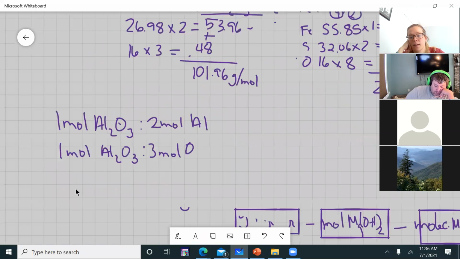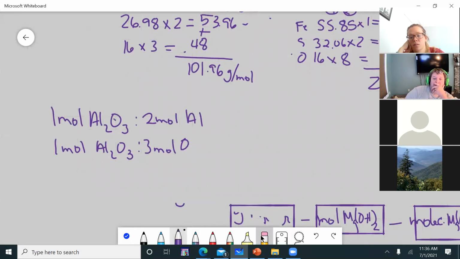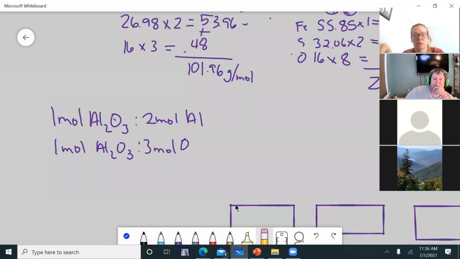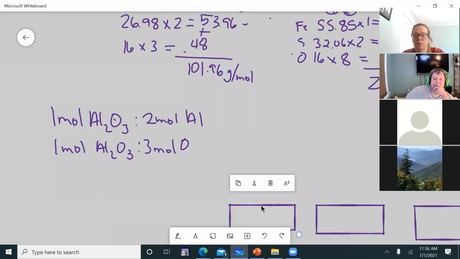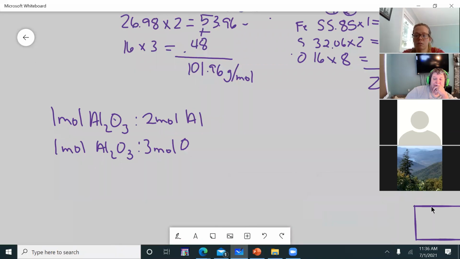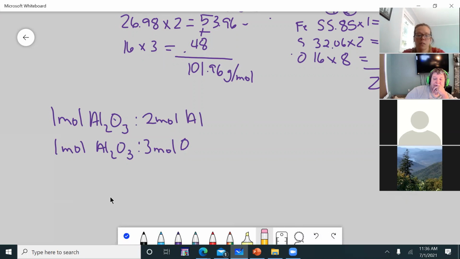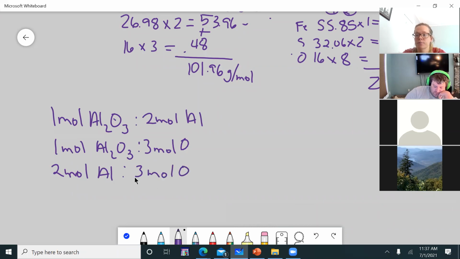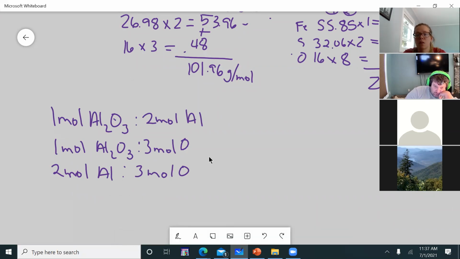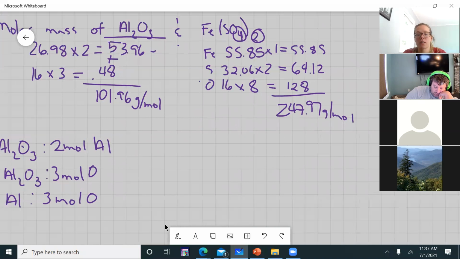We also know for this specific compound, 2 moles of aluminum will combine with 3 moles of oxygen to give us the product. So those are all the different relationships we have within this compound. Now look at the other compound.